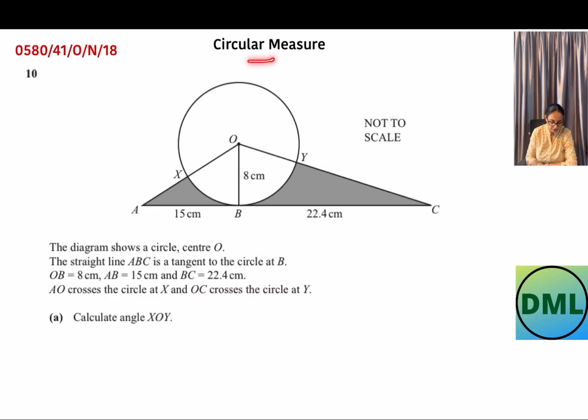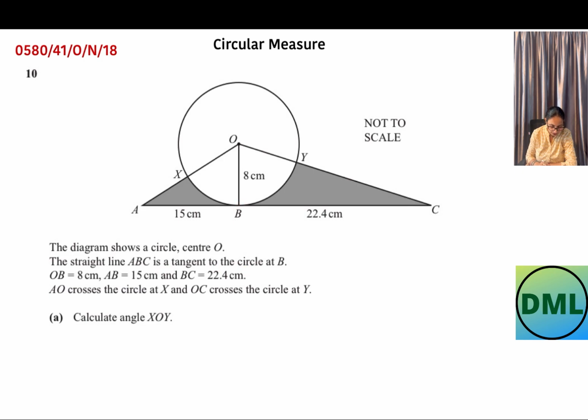Circular measure. We are looking for the past paper question. This is our diagram. The diagram shows a circle center O. This is our center O. The straight line ABC is a tangent to the circle at point B. So at point B, this is the tangent.